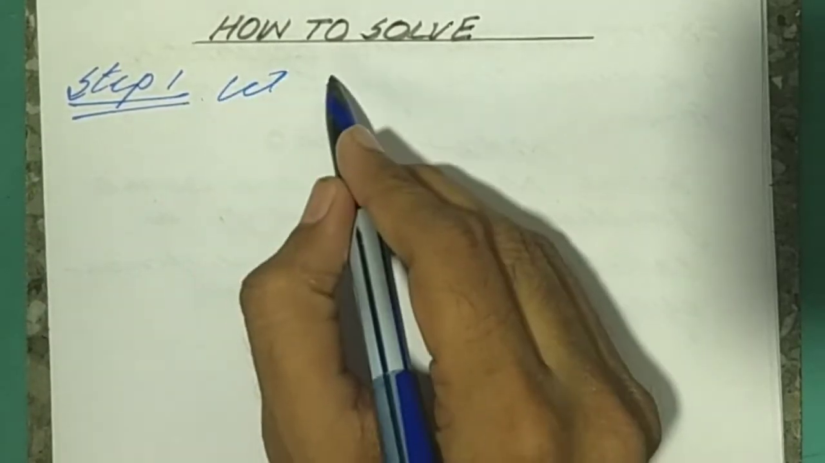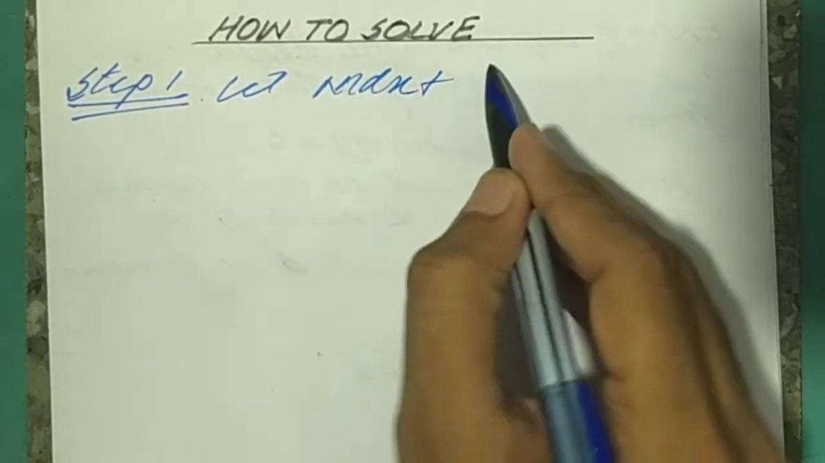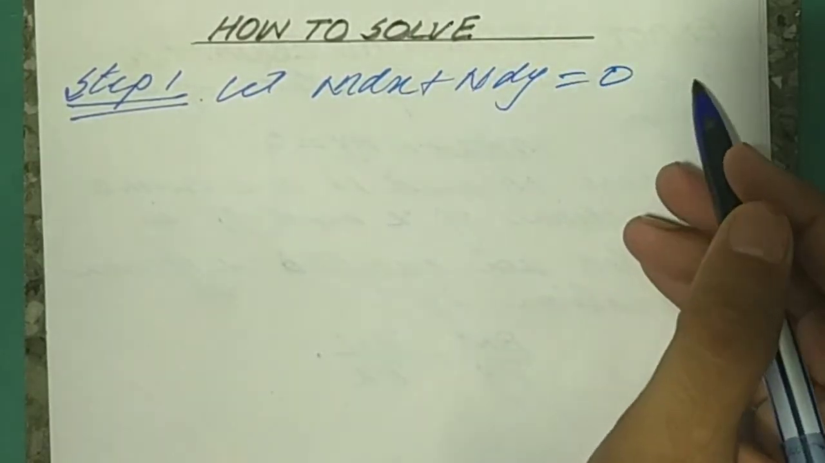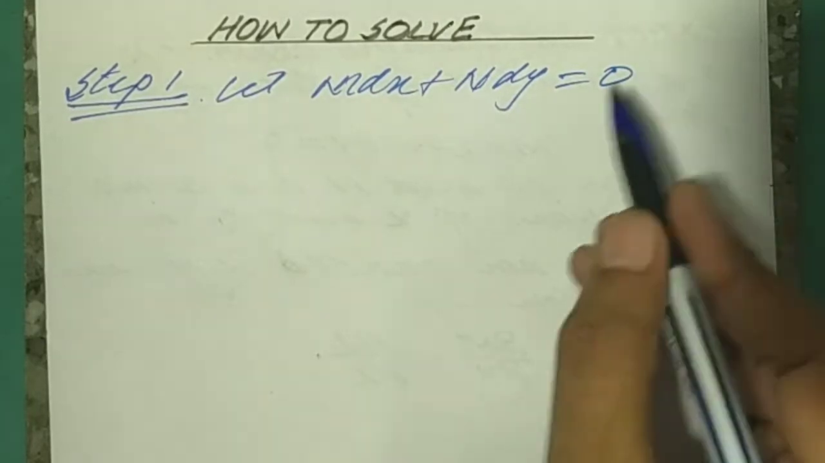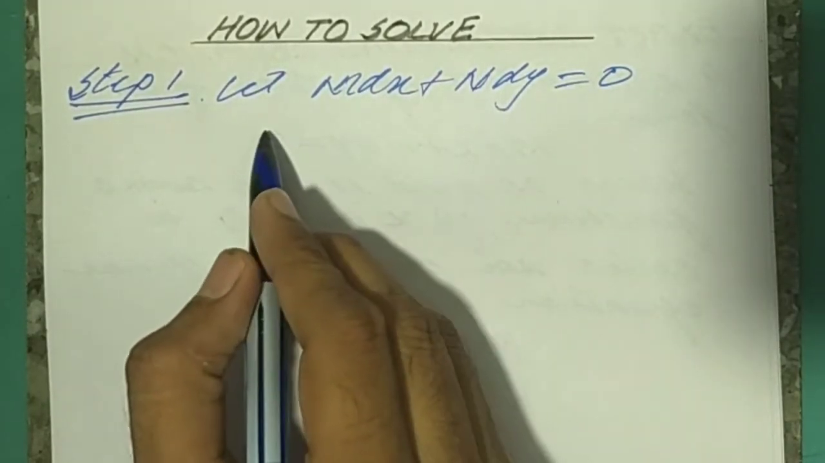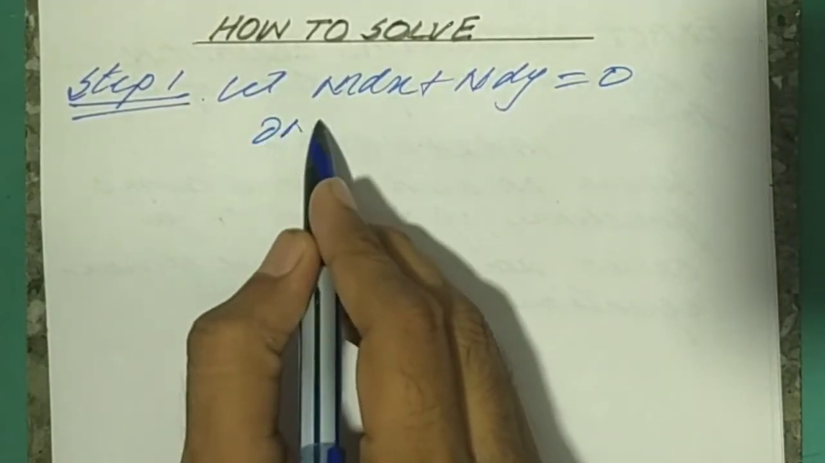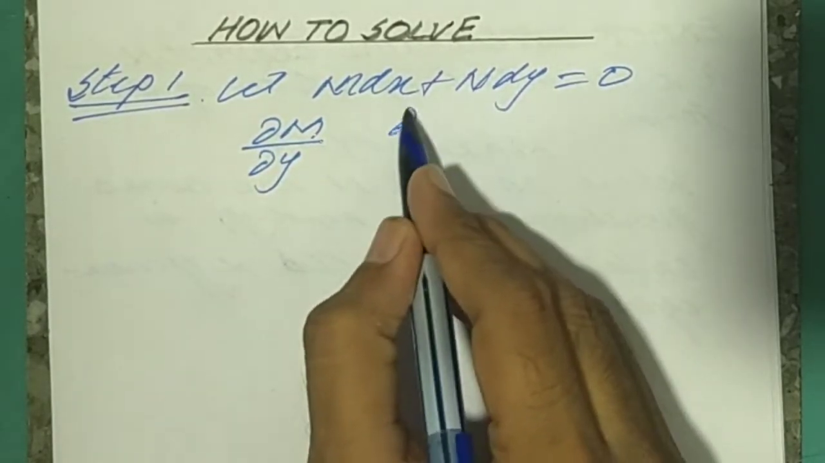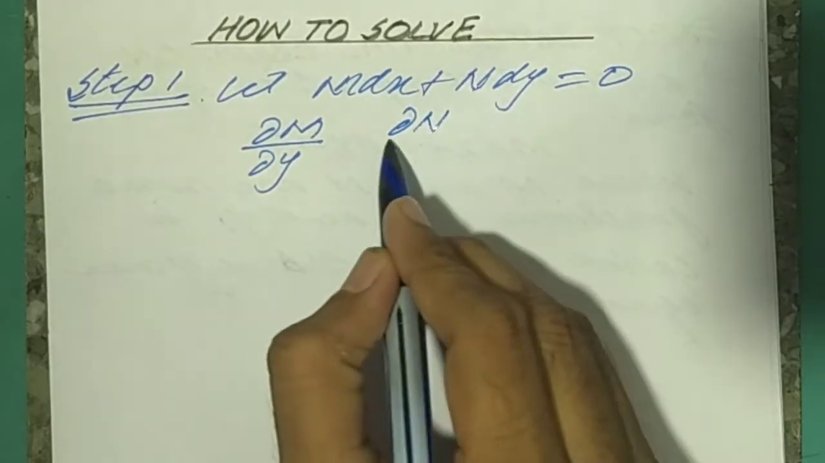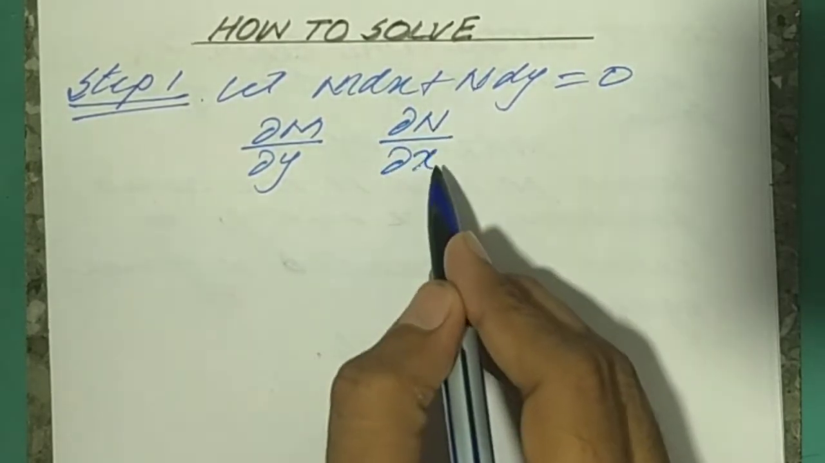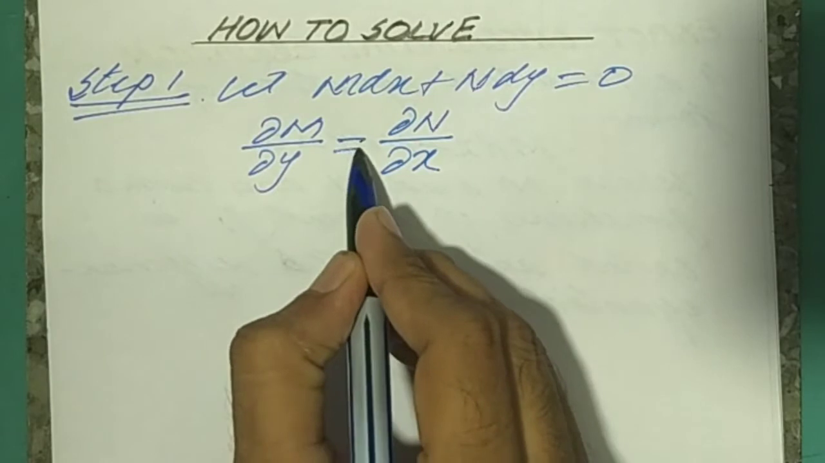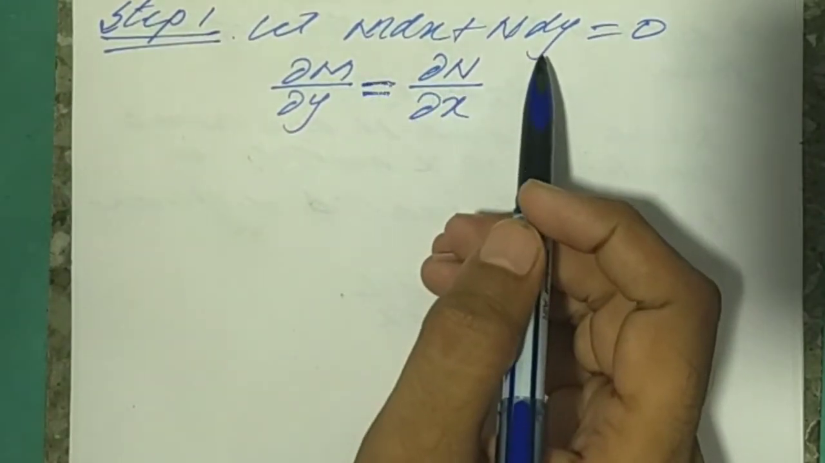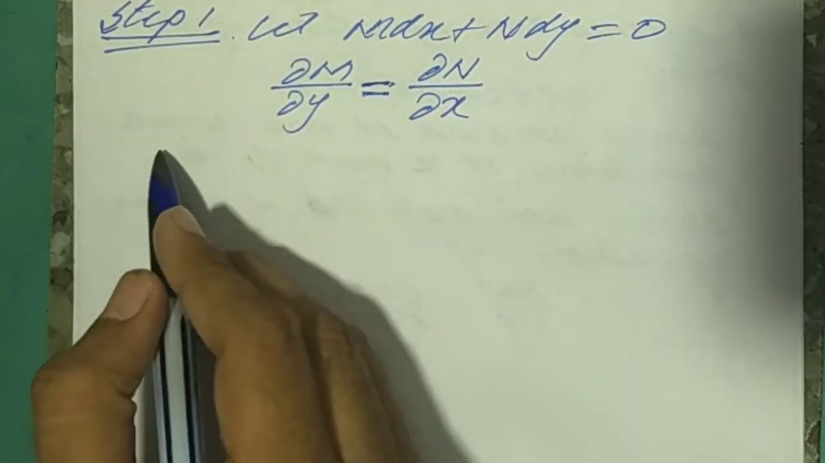Let M dx plus N dy is equal to 0 be the equation to be solved. So first we have to check the partial derivative of M with respect to y and the partial derivative of N with respect to x, and if these two are equal to each other, then we come to know the given differential equation is an exact differential equation. So step 2.